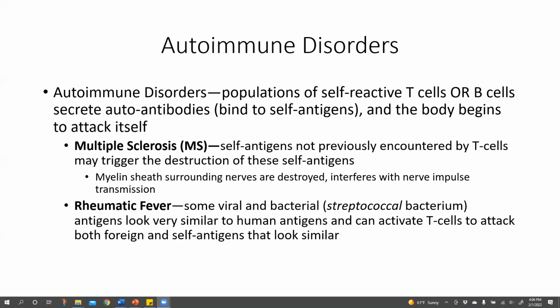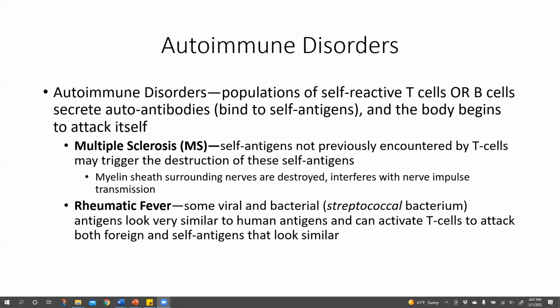Ultimately, what ends up happening with multiple sclerosis is the myelin sheaths surrounding your nerve fibers are destroyed. And this interferes with your nerve impulse transmission. One of the most common symptoms of MS is a progressive loss of muscle function because those muscle movement signals just aren't getting to where they need to go anymore.